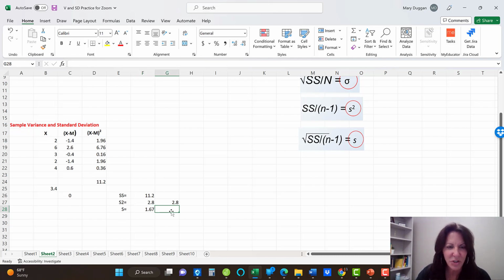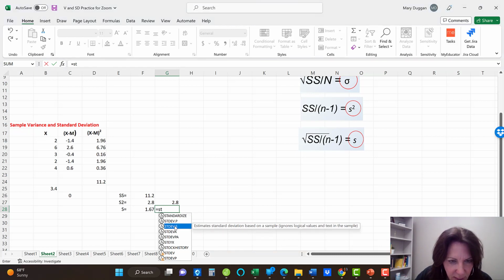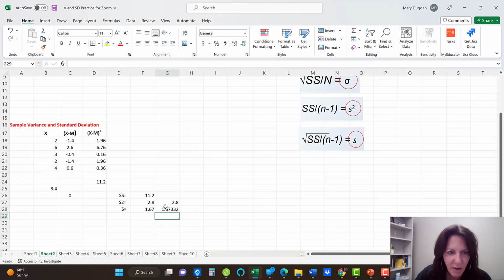Okay, I'm going to check this too because I just want to make sure. So I'm going to do standard deviation, stdev.s, standard deviation for a sample. And I'm going to pick my numbers and cross my fingers and all that good stuff. And it did. It actually goes out a couple more decimal places. Well, yeah, I guess I got rid of those before.